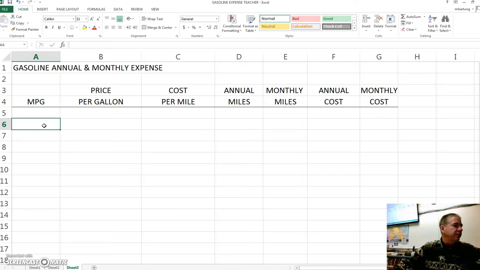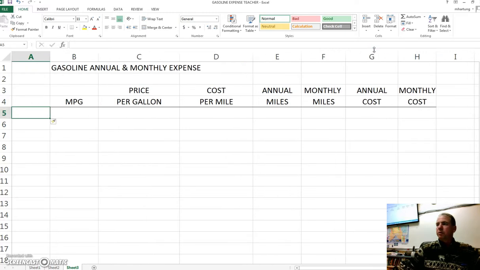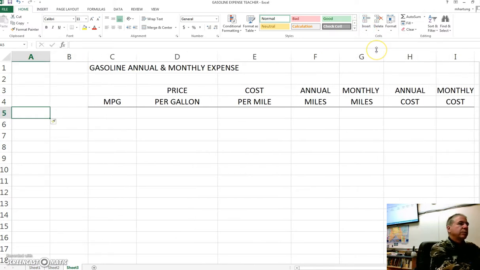So the first thing to do is we need to add a couple of columns. Step number 1, insert column. So you're going to click insert sheet columns. Right here, insert sheet columns. And that's a review. We've done that before. And then we're going to do it one more time. We want to insert 2 columns. So click it again, insert sheet column, and there we go. So now we have 2 columns.